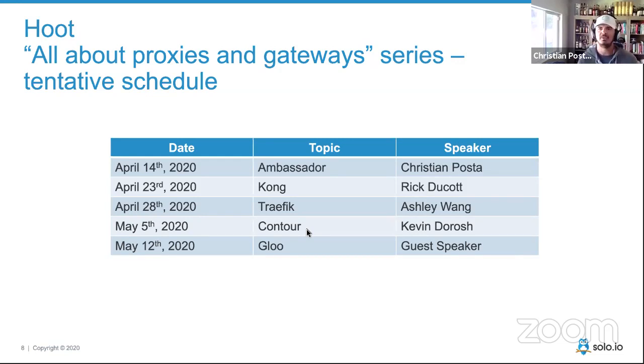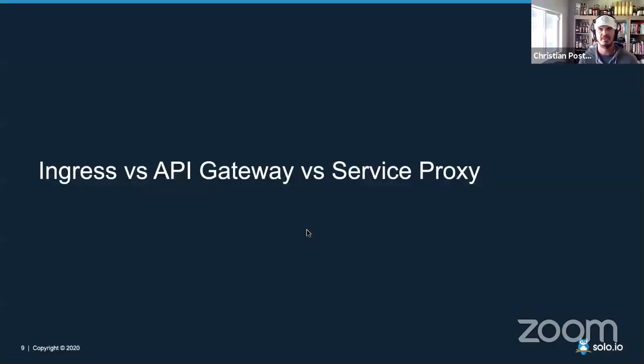Later next week we'll look at Kong API gateway. Then we'll look at Traefik and Contour from VMware, and then we'll look at Gloo. But we'll have a guest speaker do that one. All right, so let's get going.